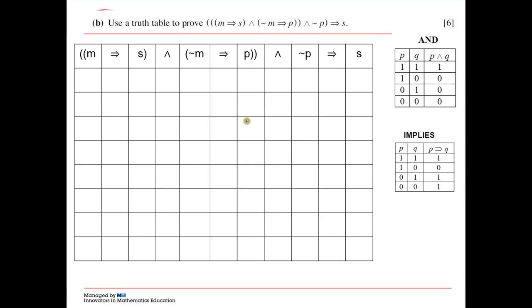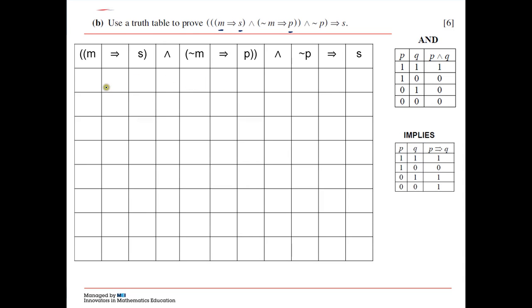Now when you do truth tables, you kind of need to do them in order. So first of all, you look at it and you say, how many variables do we have? We've got M, we've got S, and we've got P. So 3 variables. We need to have 8 rows. The little examples I gave you before, which I've put at the side here, had 2 variables, 4 rows, but 3 variables needs 8 rows.